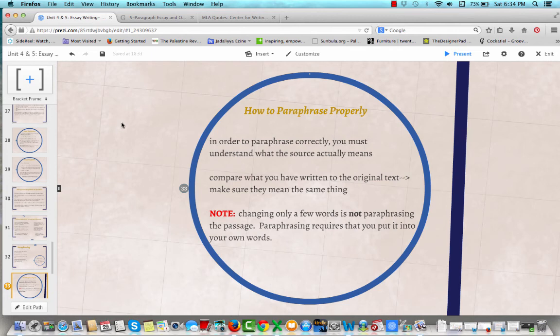All right? So, in order to paraphrase correctly, you actually need to understand what that other person is saying. All right? Because if you don't understand what they're saying, you're not going to be able to paraphrase it properly. All right, guys? And note as well, if you have a quote, changing a few words and just inputting it as it is not paraphrasing the passage. That's essentially plagiarism, guys. All right? When I paraphrase or when you paraphrase, you need to put it in your own words. Not one word or not 2 words, the whole thing. The whole quote should be in your own words.